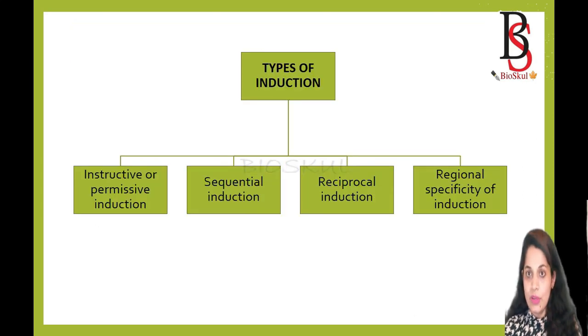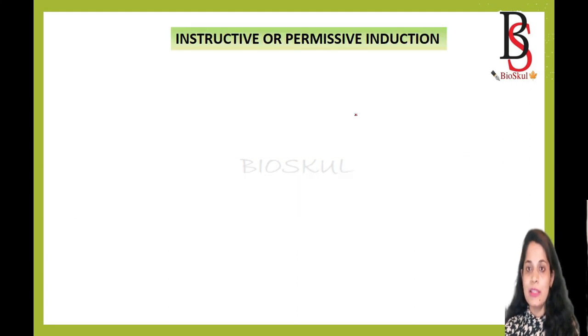There are 4 types of induction. Okay, so what are those? The first one is the instructive or permissive induction, the second one is sequential induction, the third one is reciprocal induction, and the fourth one is the regional specificity of induction. Now we are going to discuss each type of induction. So the first is the instructive or permissive induction.